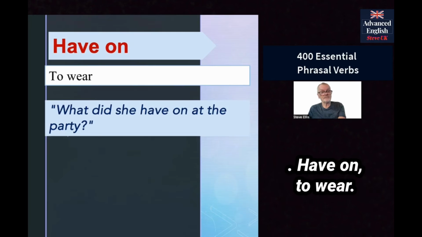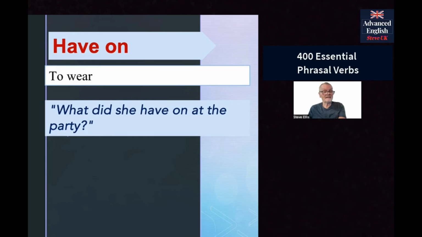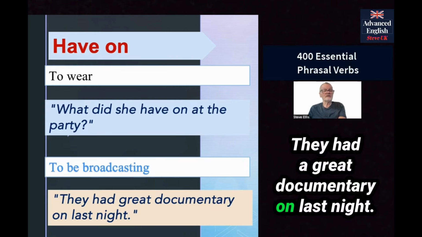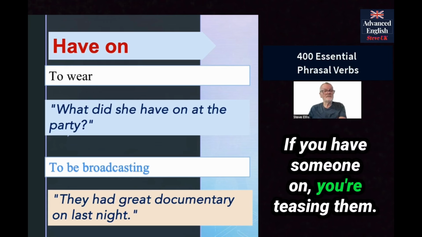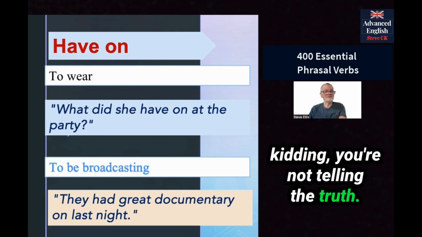Have on, to wear. What did she have on at the party? To be broadcasting. They had a great documentary on last night. If you have someone on, you're teasing them. You're having me on. You're joking. You're kidding. You're not telling the truth.